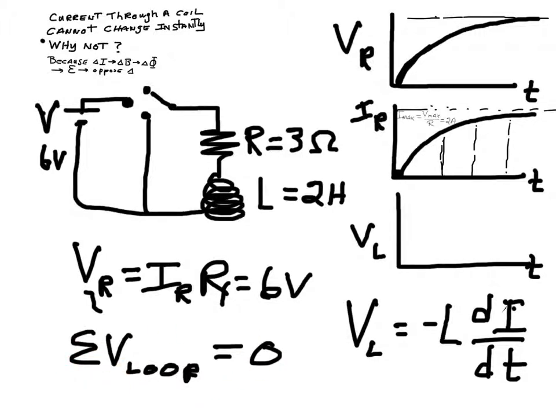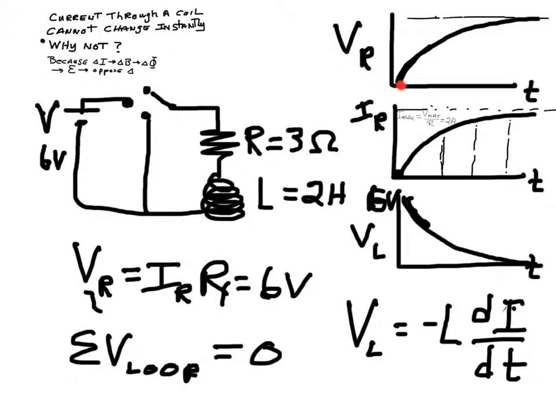So by Kirchhoff's law, the sum of the voltages around this loop has to always equal 0. Since this is 6 volts, the sum of the voltage on the resistor and the inductor has to add to 6 volts. So the graph looks like what? The graph starts at 6 volts and decays exponentially to 0 in such a way that at any instant in time, the sum of the voltage here and here has to add to 6.